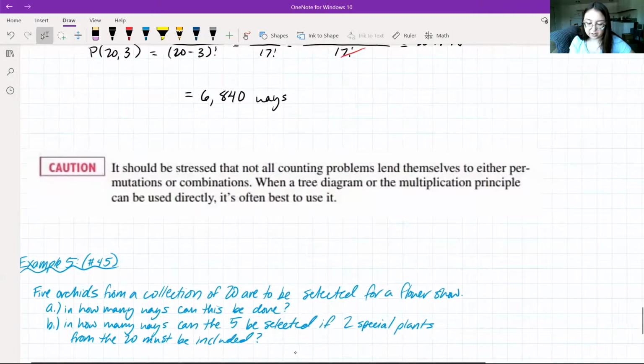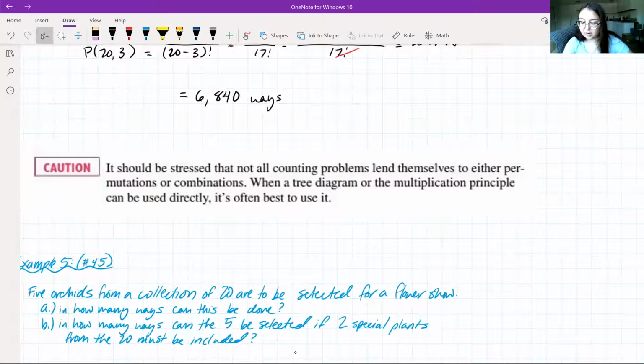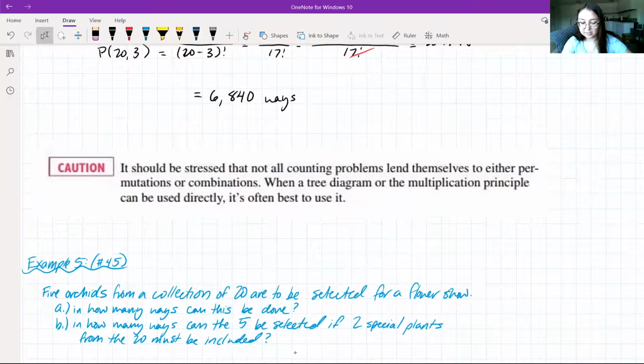So as a word of caution here, it should be stressed that not all counting problems lend themselves to either permutation or combinations. When a tree diagram or the multiplication principle can be used directly, it's often best to use it. So just because we have a question doesn't necessarily mean that we need to use combination or permutation. Sometimes it is just best to use a multiplication principle.